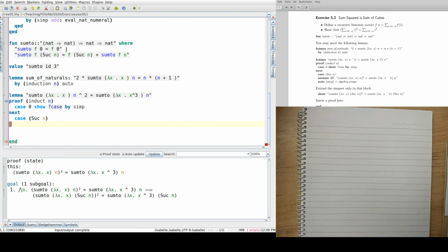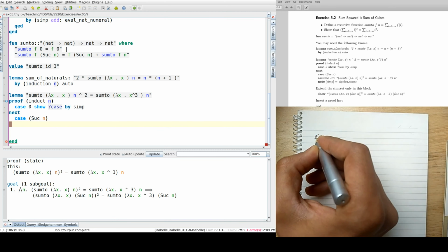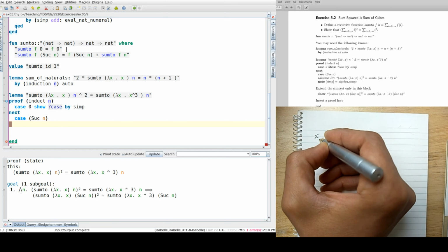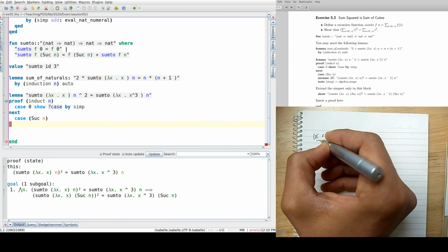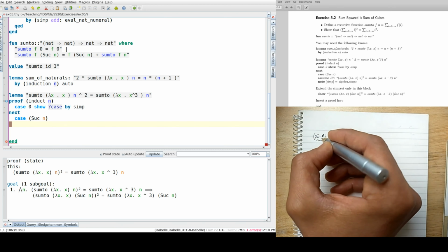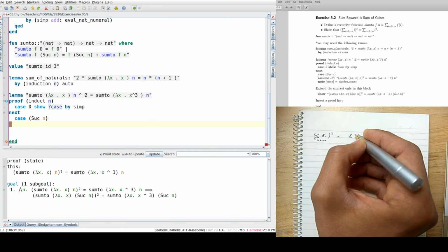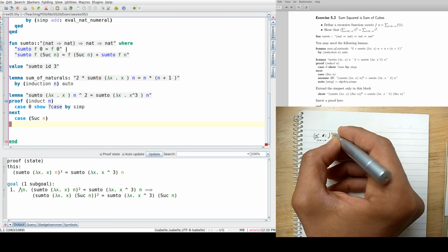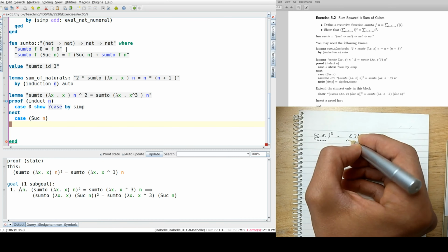So what we want to show is the summation of f of i squared equals the summation of i cubed here. Okay, so this is inside, and this is squared. The square is outside of the whole summation, and this is inside each i. So i equals 0 to n.